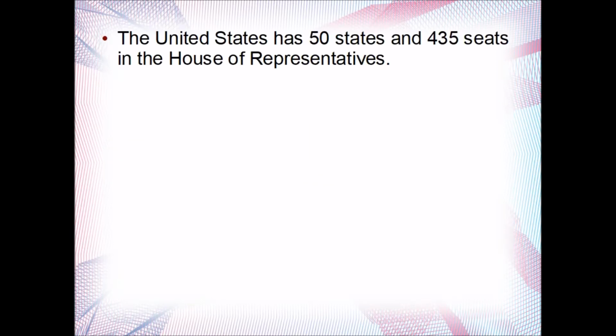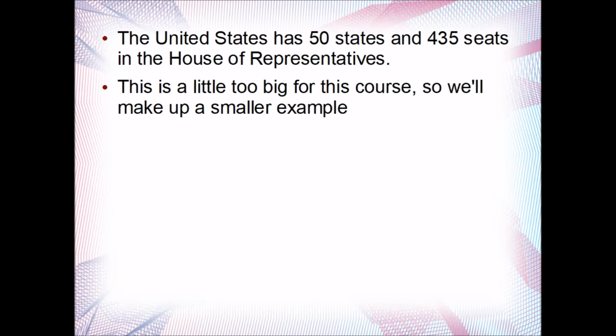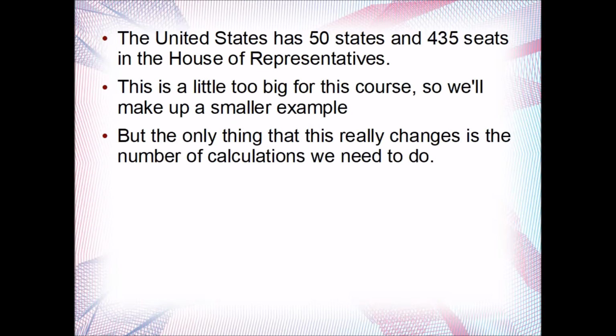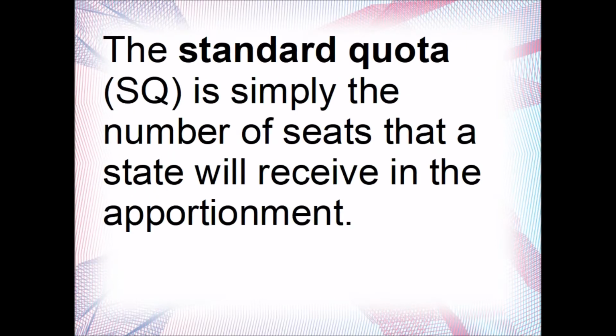Now, the United States has 50 states, and there are 435 seats in the House of Representatives. This is a little bit too big for us to handle right now in an introductory course, so we're going to make a smaller example that's easier to deal with. The only thing that really changes from the real example to my smaller one is just the number of calculations that we have to do. The ideas are going to be exactly the same. So an important vocabulary word here is the standard quota, which is unsurprisingly abbreviated SQ. The standard quota is simply the number of seats that a state will receive in the apportionment.